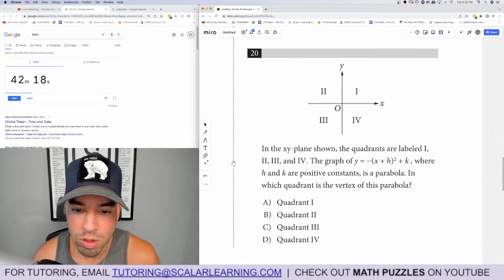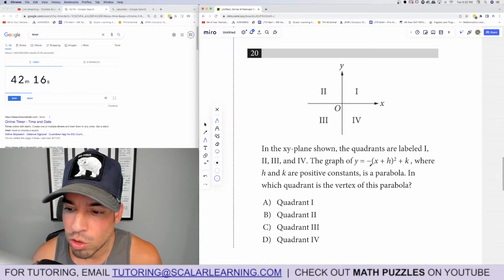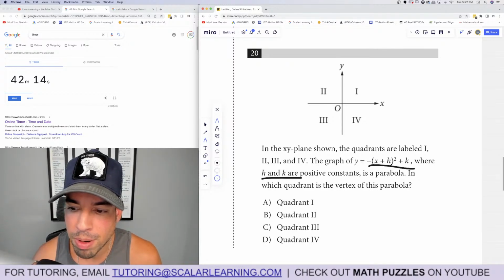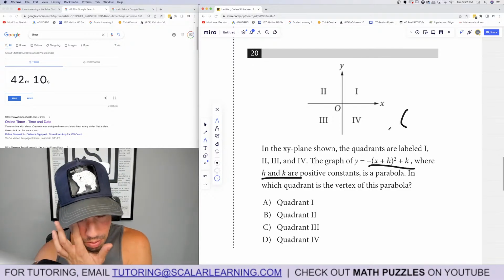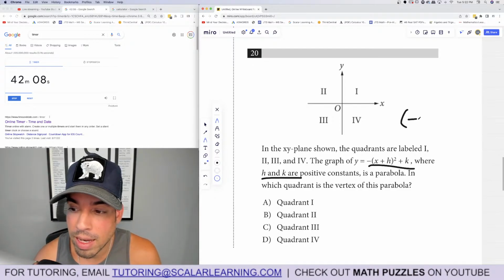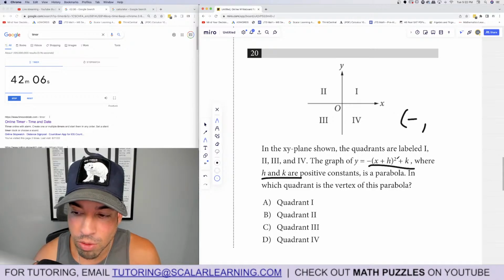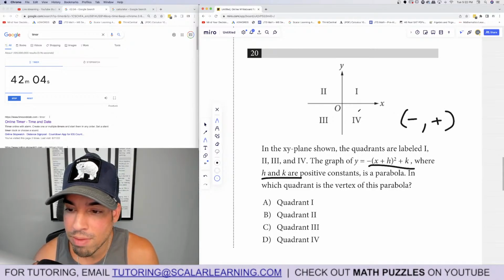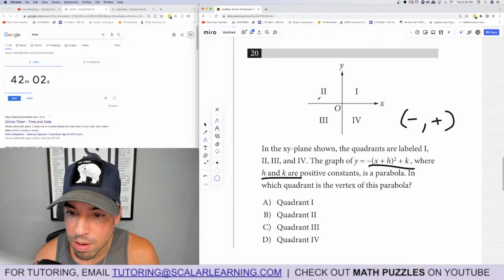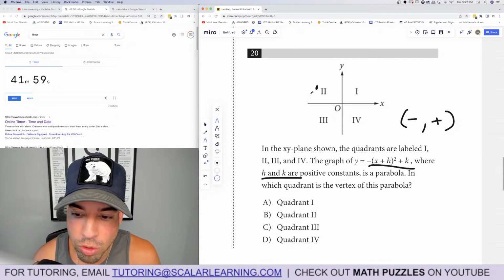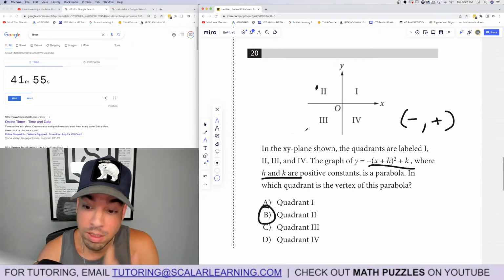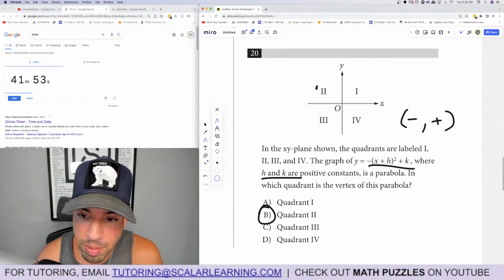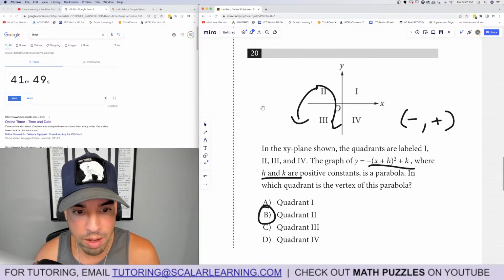Okay. 20 is this one. XY plane. Quadrants are labeled 1, 2, 3, 4. Okay. We got a quadratic where H and K are positive. That means if H is positive, that means we have a negative for the X value of the vertex, a positive for the Y value of the vertex. Negative, positive. That means the vertex is in quadrant 2. Quadrant 2, that's what it's asking. And that's it. There's a negative in there, meaning it goes down, but they're not asking about that.